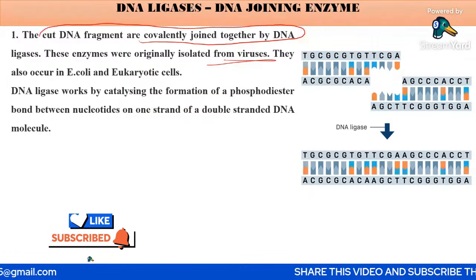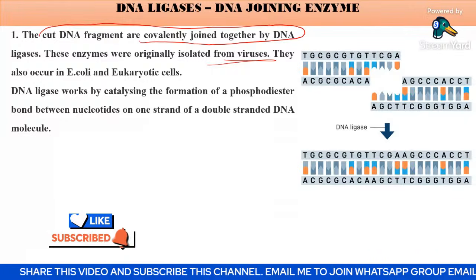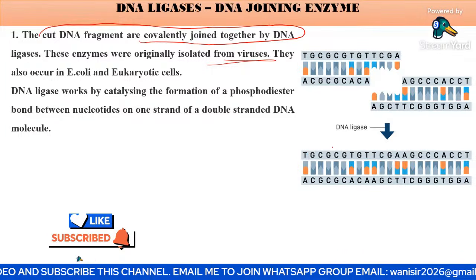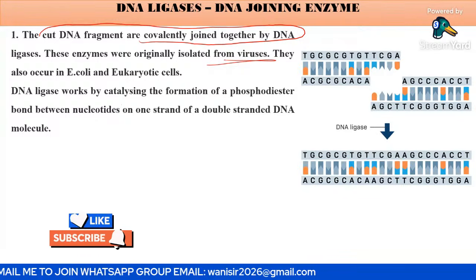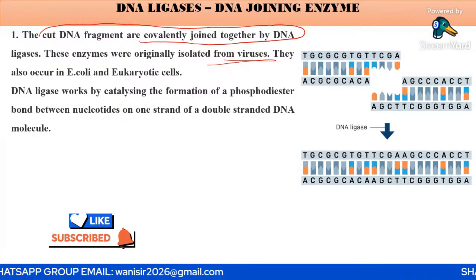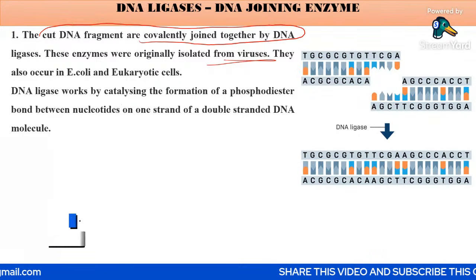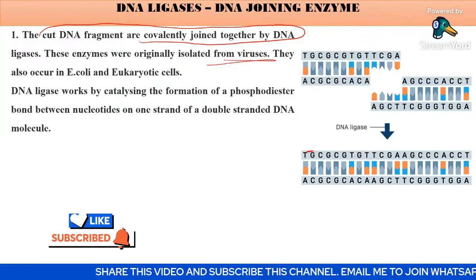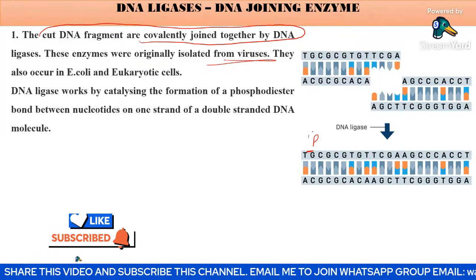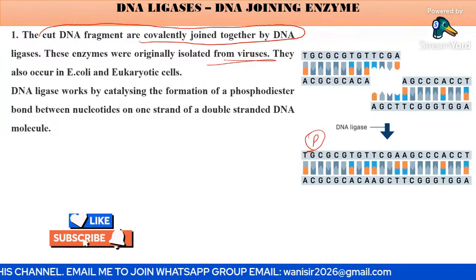So what is the mechanism by which they join these cut strands? They form the phosphodiester bond. This backbone has the phosphodiester bond, and there are hydrogen bonds between the bases. T and A form double hydrogen bonds, and G and C form triple hydrogen bonds, but the nucleotides are joined to each other by phosphodiester bonds. So these ligases help in joining the phosphodiester bond between the nucleotides.